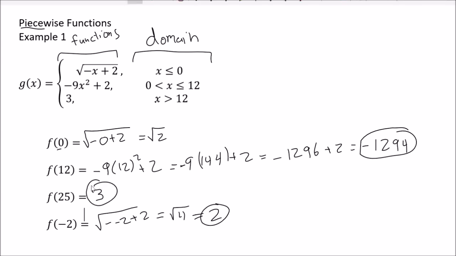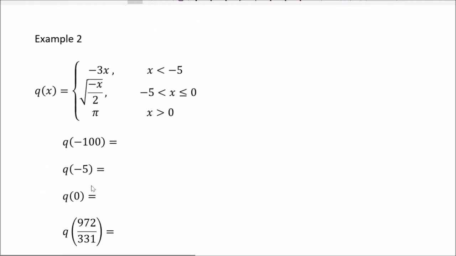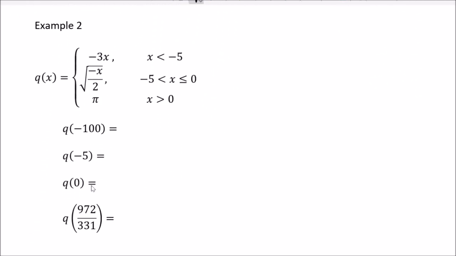Maybe we should try another example. This would be a great one for you to pause the video and try on your own. Okay, for the first one, when I want to plug in a negative 100, that only fits in this first line. So I have negative 3 times negative 100, and I get 300.